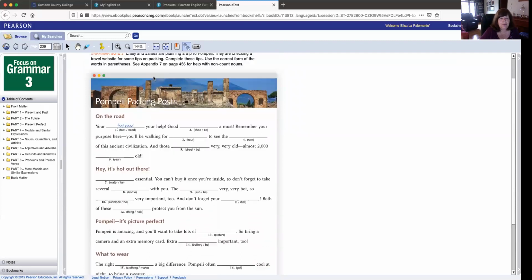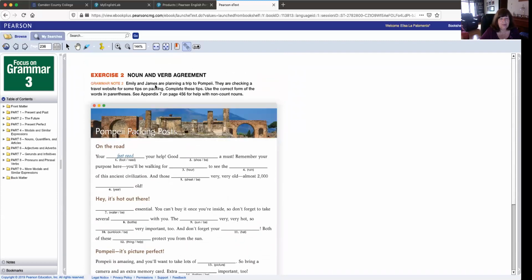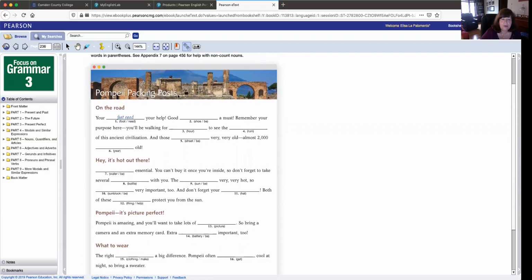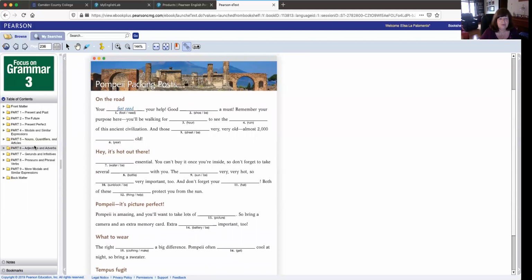So this is people who went to Pompeii. Emily and James are planning a trip to Pompeii. Pompeii, of course, is in Italy. They are checking a travel website for some tips on packing. Complete these tips. Use the correct form of the words in parentheses, okay? And if you need help with non-count nouns, you can go to page 456, Appendix 7 in the back of your book. And you can do that while you're doing this homework. But we're going to do some of this right now.